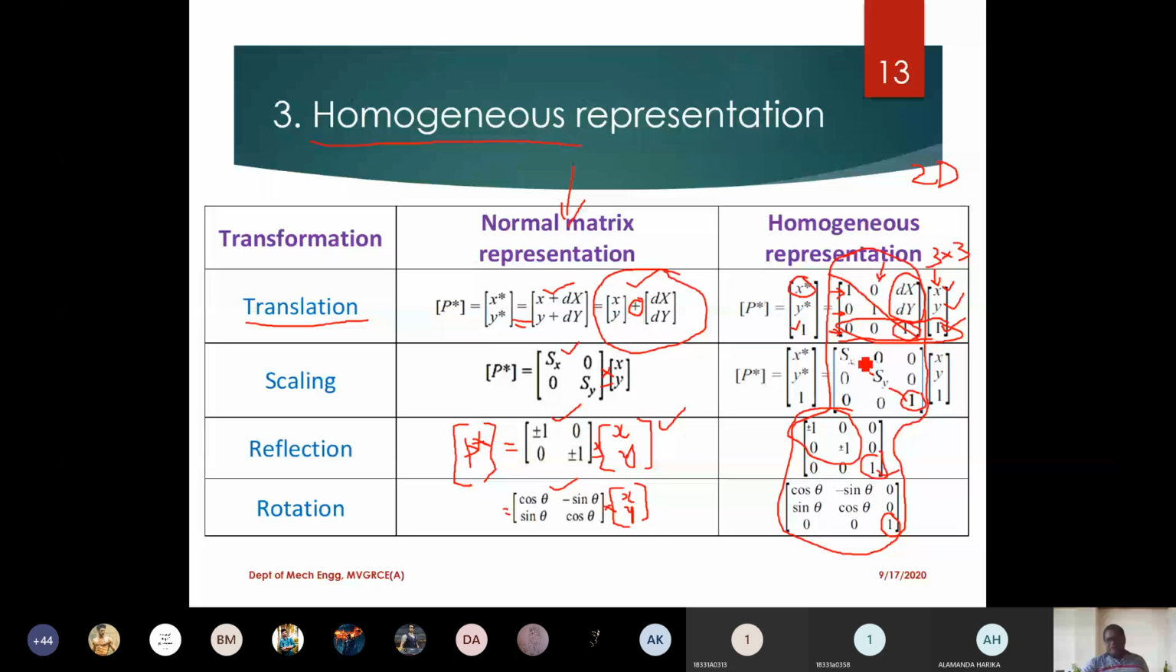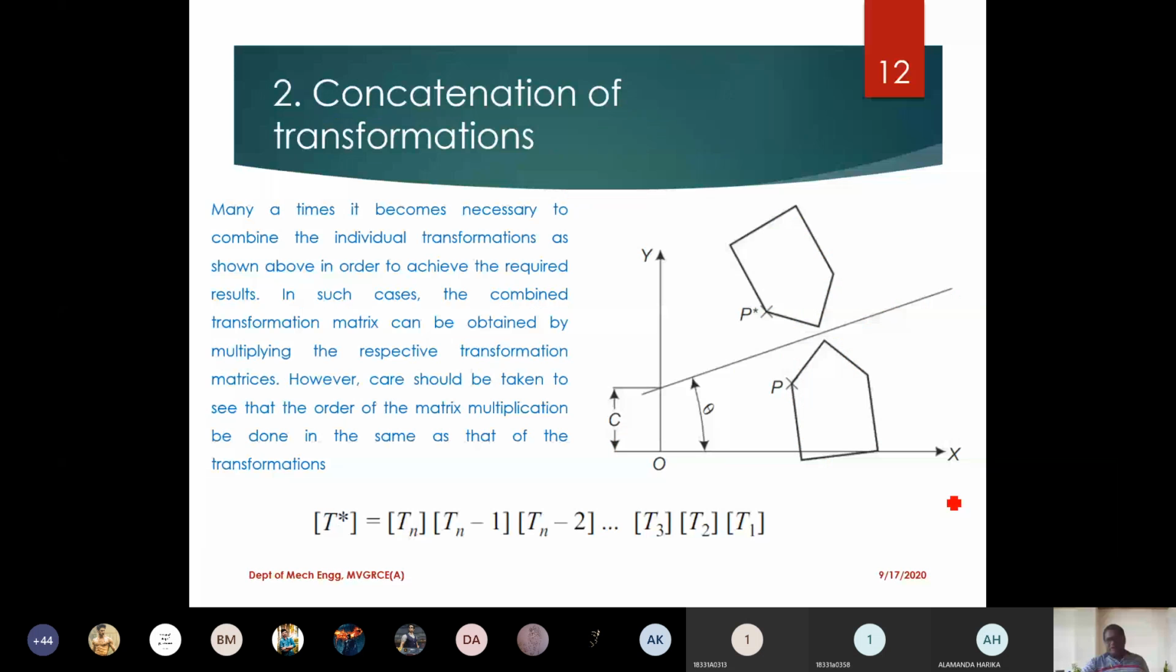Okay. Now the second topic is concatenation of transformations. What do you mean by concatenation of transformations? It's very simple, no need to worry. So far, we discussed fundamental transformations. Try to understand, there is a difference between a concatenated transformation and a fundamental transformation. So far we discussed fundamental transformations, which means all the operations are with respect to the coordinate system itself, with respect to the coordinates.